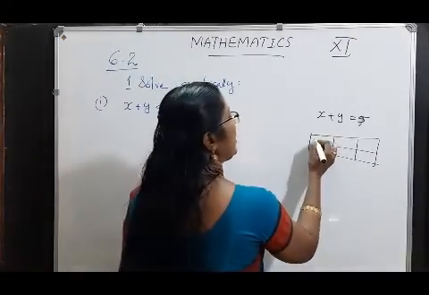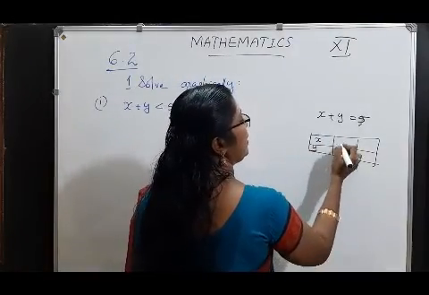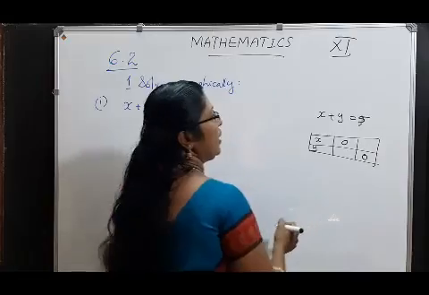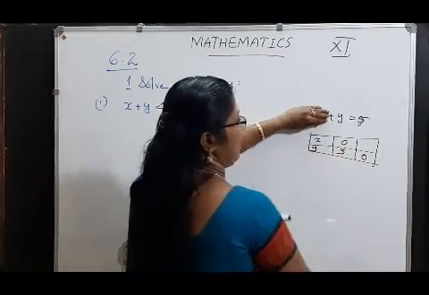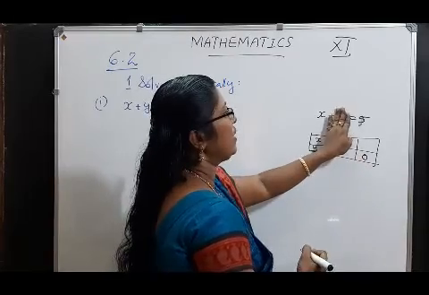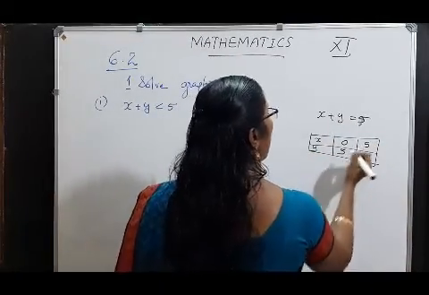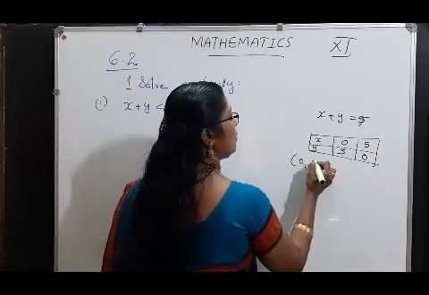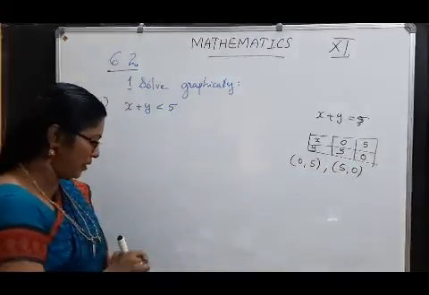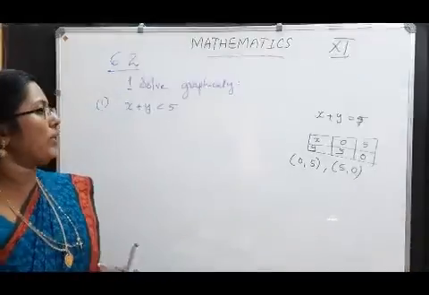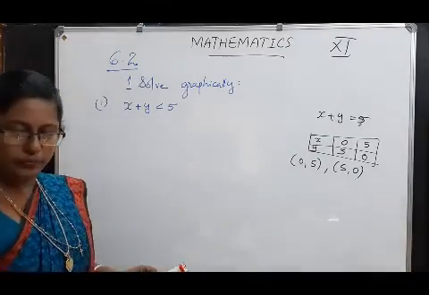So here this is x and y. When x is 0, the y value is 5. And when y is 0, the x value is 5. So the points are 0, 5 and 5, 0. Then our aim is to plot these points on a 2D plane.